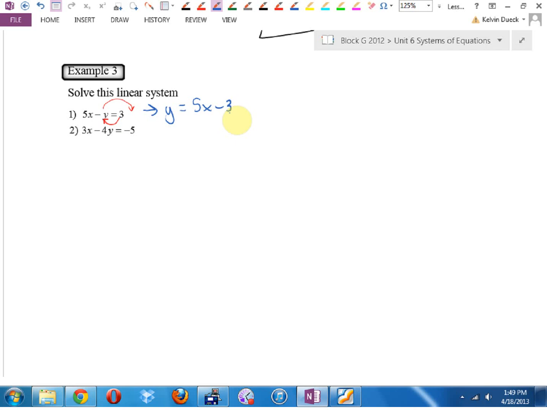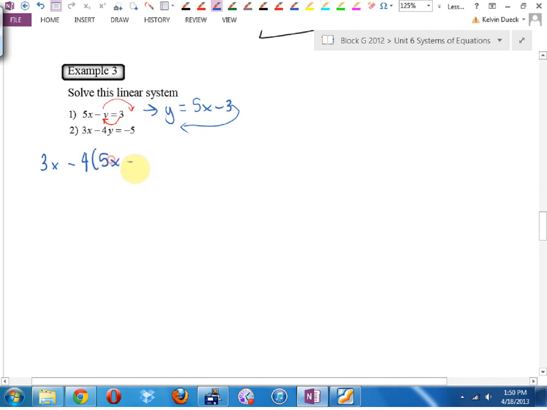Sarah, can you read that equation to me? Which means in equation number 2, wherever I see a y, what will I write instead, Sarah? Absolutely. Instead of a y, I'm going to write a 5x minus 3. Let us begin. I'm going to write a 3x. I'm going to write a minus. I'm going to write a 4. But I'm not going to write a y. What am I going to write instead? Bracket 5x minus 3 equals a negative 5. And Jordan, just like that, lo and behold, alakazam, I've gone from 2 variables to 1.